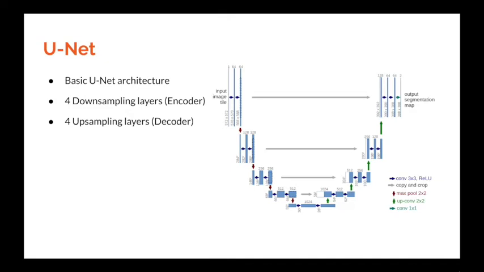In each layer, there are two 3x3 convolutions with ReLU. In each downsampling layer, we use max pool with 2x2. In each upsampling layer, we use the 2x2 up convolution. In total, there are 4 downsampling layers and 4 upsampling layers. In the last layer, there is a 1x1 convolution.